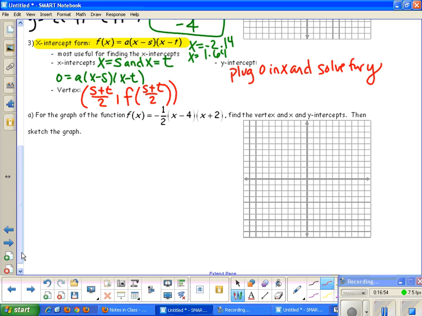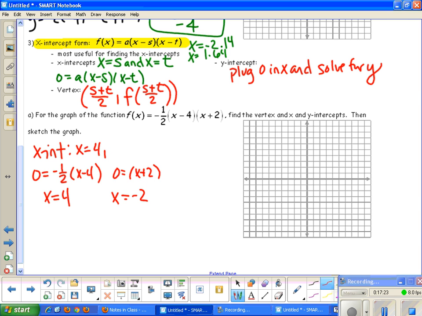So for the graph of the function, find everything we want to find and then sketch a graph. So the first thing I'm going to do is find the x-intercepts because it's the easiest to find. So if I plug 0 in for y and solve, I get -1/2 times (x minus 4). And then I would also want to set the other binomial equal to 0, so x plus 2, because we're solving. So then I would get 0 divided by -1/2 is just 0, and then put the 4 on the other side, and x is equal to 4. And here you get x is equal to -2, so those are my x-intercepts.